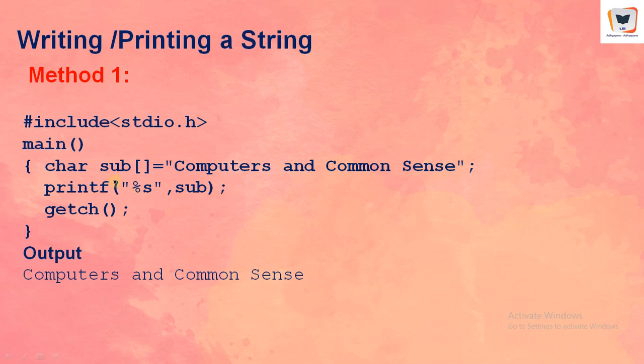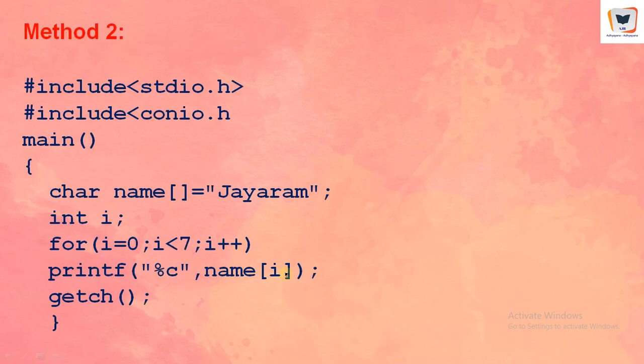This is the first method. We initialize the string like this. We never commit as far as the number of characters is concerned. The string is "Computers and common sense". We have placed a semicolon over here and it is between double quotes. This is the variable name and this is the literal constant, or string constant. printf %s, then getch. Computers and common sense. It is printed as it is.